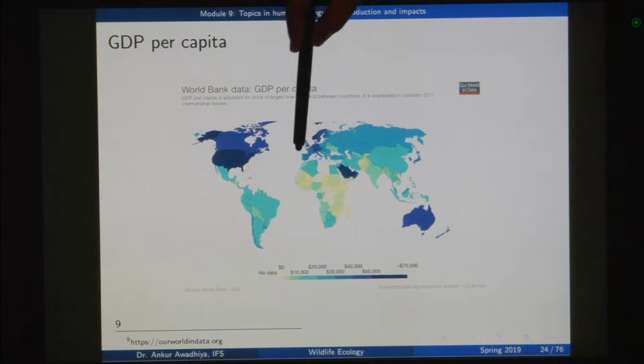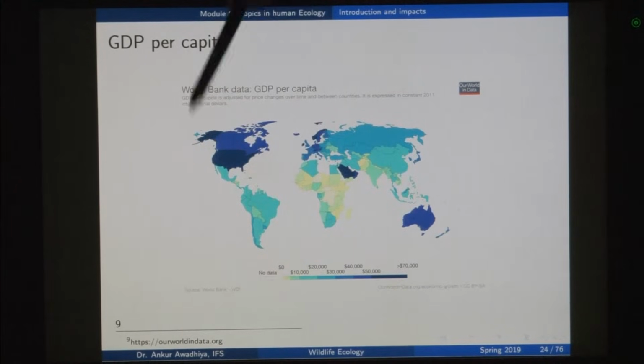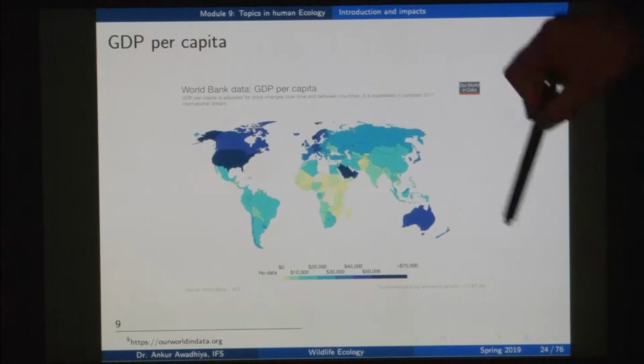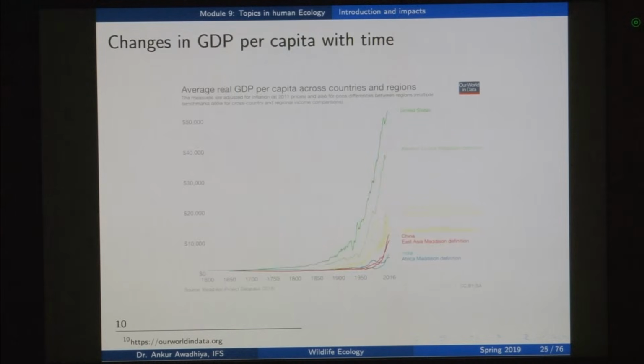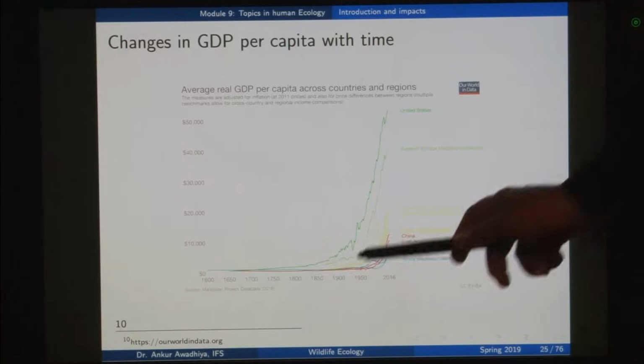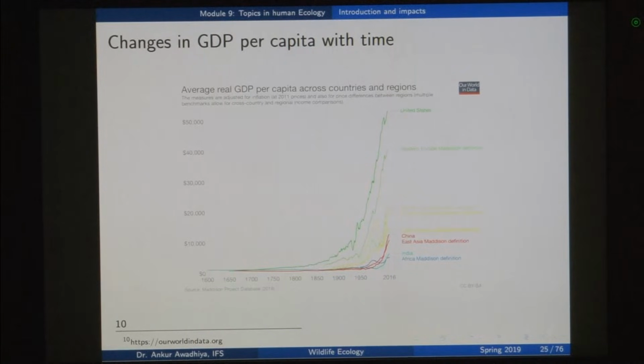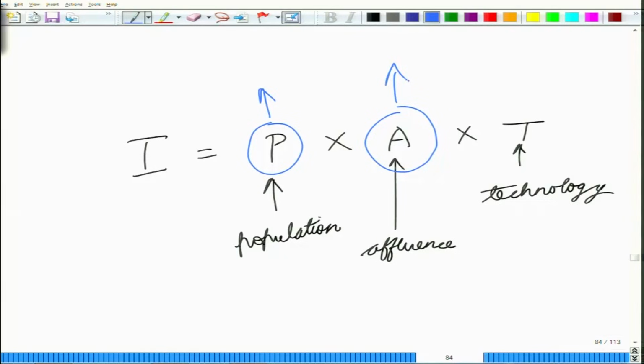If we talk about the European countries, or the continent of North America or Australia, in these cases the GDP per capita is very high, or we can say that the consumption per capita is very high. The more resources you are consuming, the more impact you will make on the environment. And if you look at the changes in the GDP per capita with time, here also we can see that it has been increasing roughly exponentially in a number of areas. So, we can say that the affluence is increasing with time.